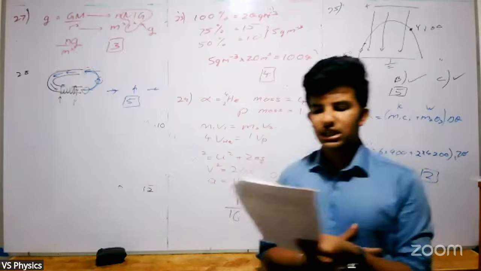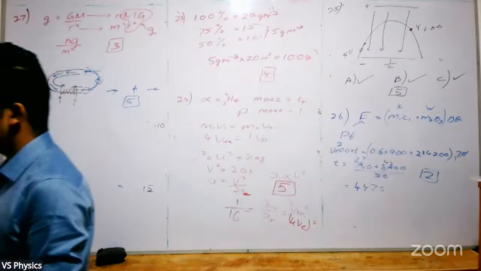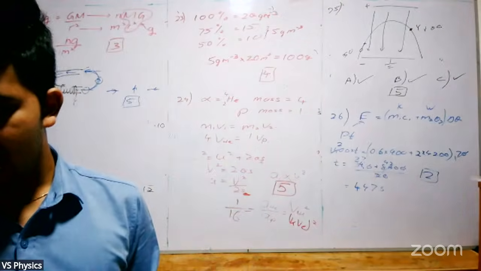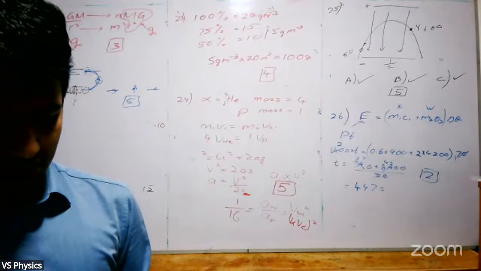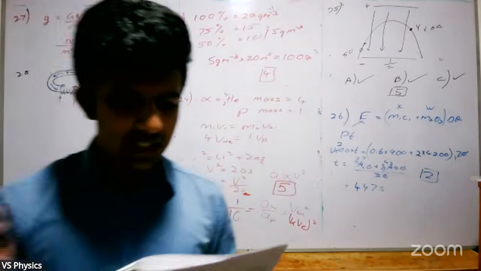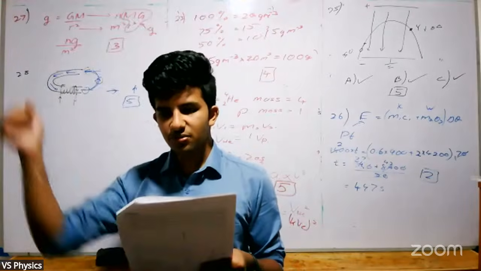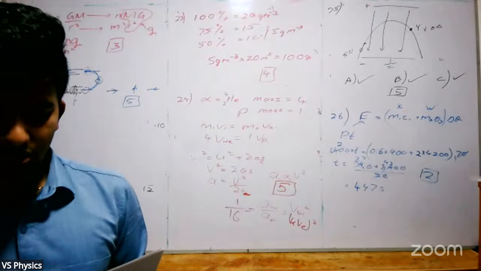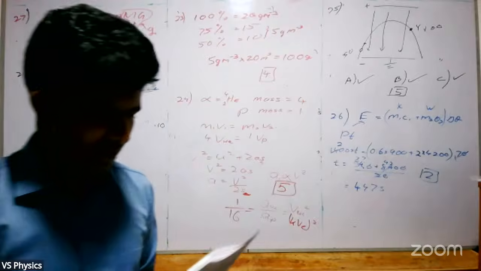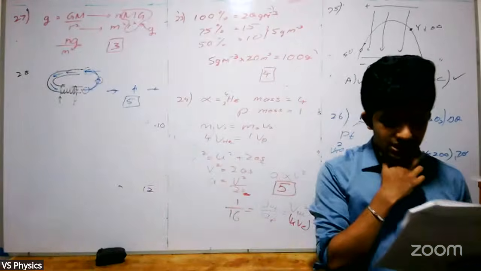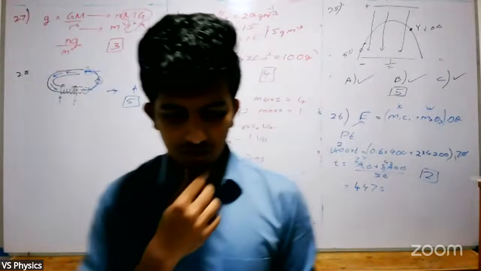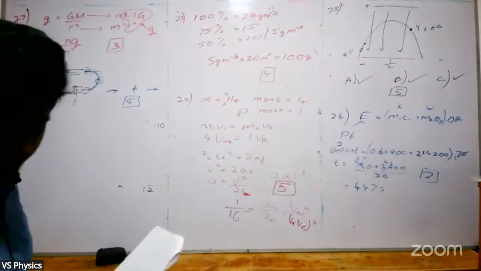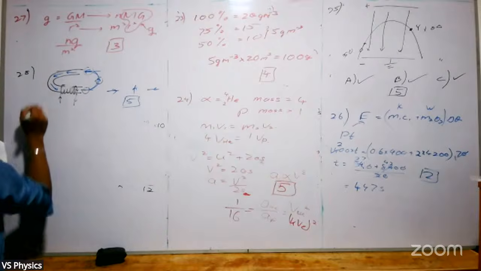Okay. 29. Magnetic flux density applied perpendicular to the plane of a rectangular wire loop of dimensions 10 cm by 5 cm changes uniformly from 0.01 Tesla to 0.005 Tesla in a time interval of 0.05 seconds. What is the induced electromotive force? That is the 29th question.